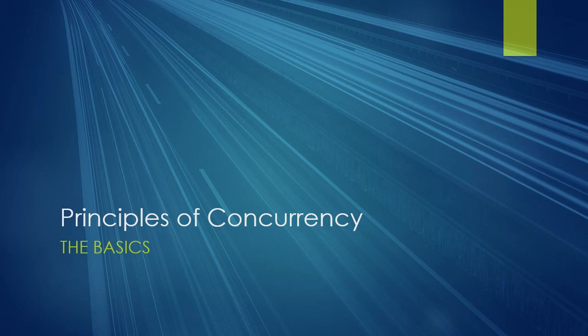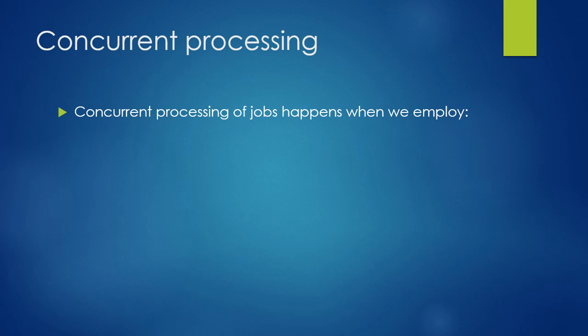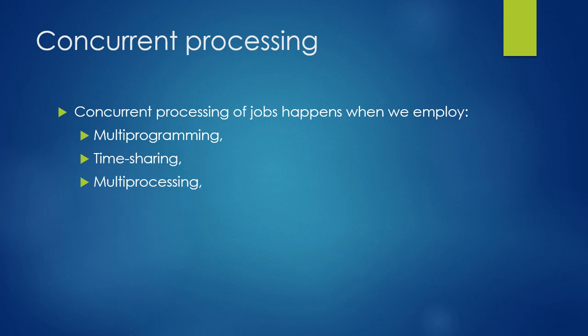We start our discussion on the basics of principles of concurrency. Concurrent processing of jobs happens when we employ multi-programming, which is running one process on the processor and serving the I/O of the other. Time sharing, in which we interleave many processes using a very small time slot. Multiprocessing, which is running different processes on different processors at the same time. Multi-threading, which is running different threads on one or many processors at the same time.